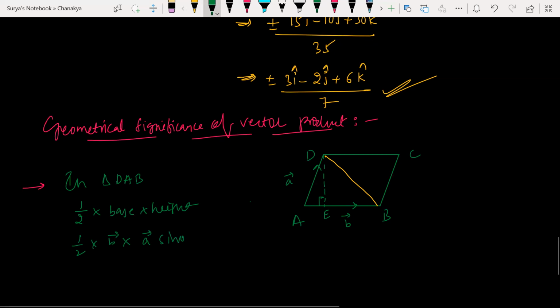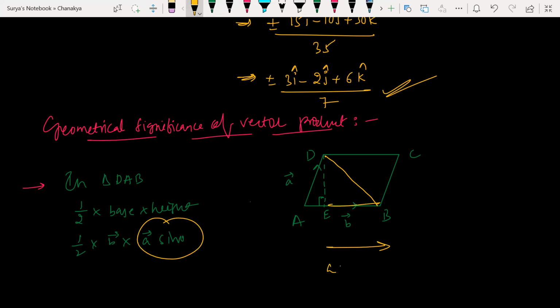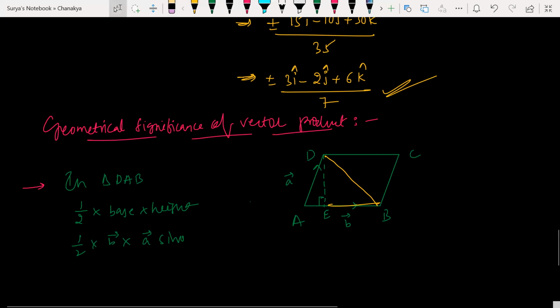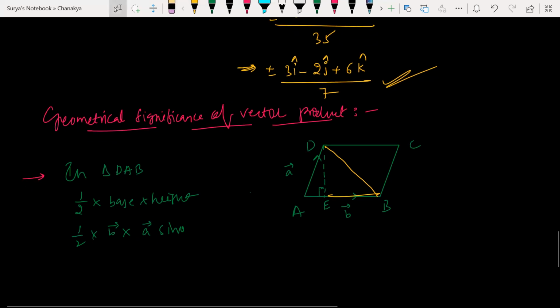How many of you remember this, guys? I told you, whenever we take the horizontal one, we take A cos theta. Whenever you take the vertical one, we take A sine theta. I told you this a couple of classes ago. I'm talking about this height, people. That gives you magnitude of B, magnitude of A sine theta.